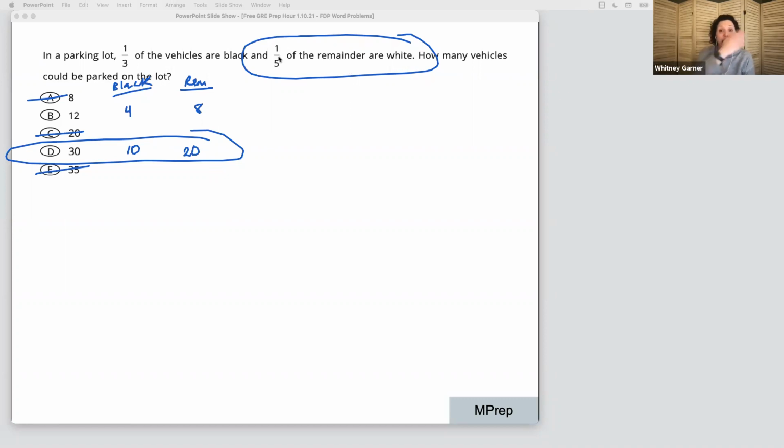So we're going to set it up and make sure that we're like, okay, look, let me just check. A third of all the vehicles. And so be careful when we're looking. It's like a third of the vehicles, a fifth of the remainder. So I always have to be very careful. What am I taking my fraction or my percent of? What am I taking them of?